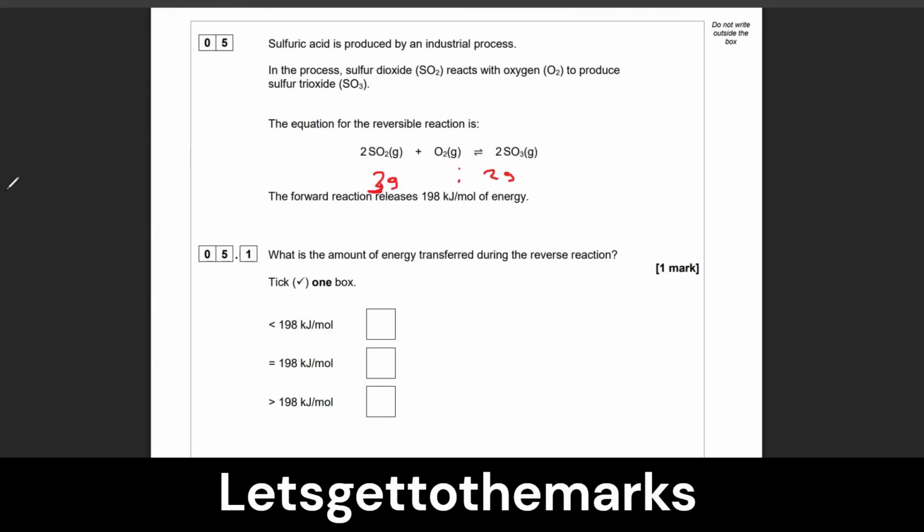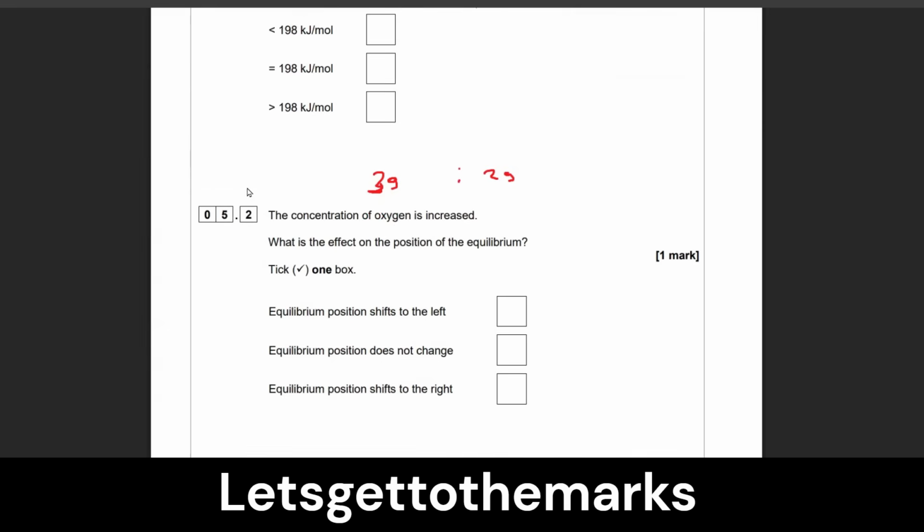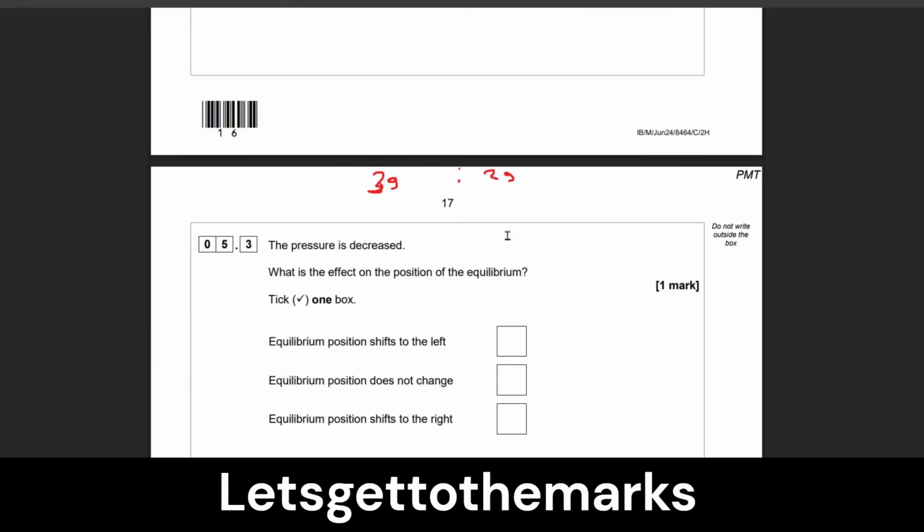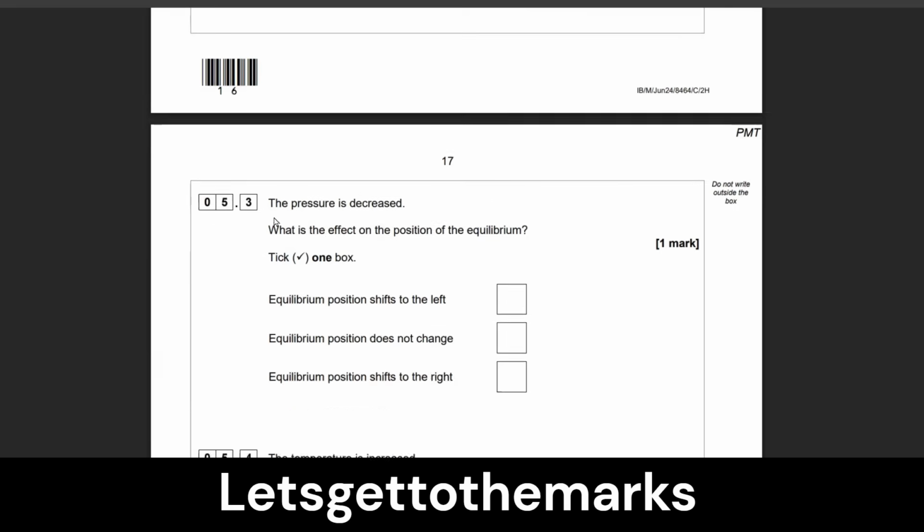So let's have a look. What was the question? The pressure is decreased. So which side is it going to go to? Well, the reaction is going to shift this way to try and make more gas molecules and increase the pressure again. So it does the opposite of what you do. So the equilibrium shifts to the left, as that's the side with the most gas molecules, if you decrease the pressure.